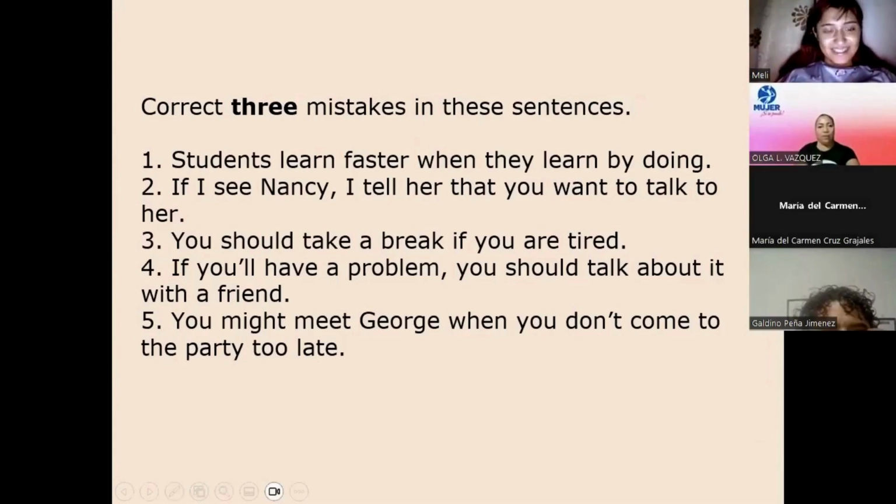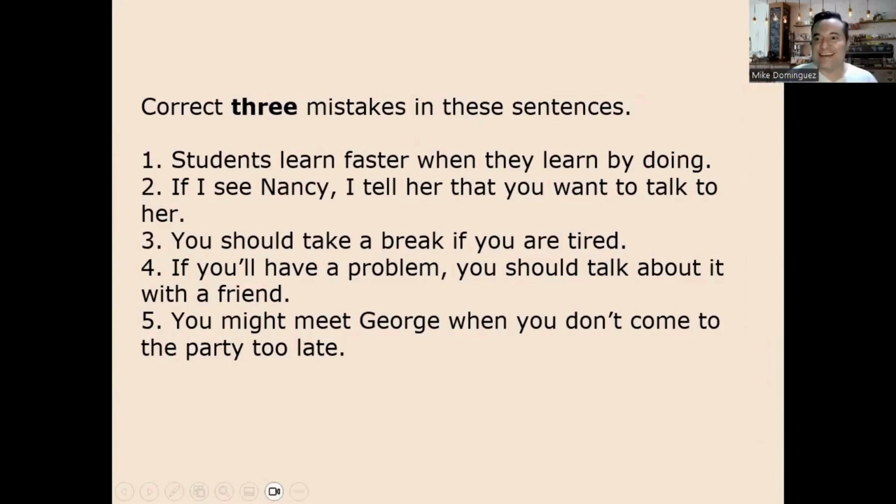Then learns faster. They don't have the conditional. Yes. But okay, remember that sometimes we can use if or, que se puede usar de forma alternada en lugar de if. También se puede usar el when. Students learn faster when they learn by doing. O sea, el when es como un sustituto del if. ¿Tiene sentido esta oración? Yes, makes sense.